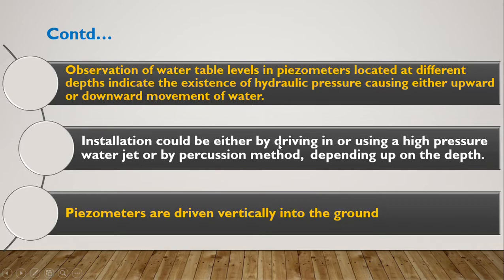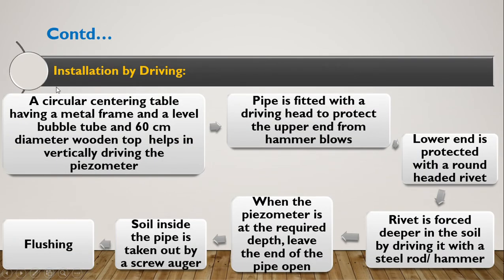Installation could be either by driving, jetting or the percussion method, and the pipe can be driven vertically into the ground. We will see the installation procedures. When the piezometers are installed by driving, we will use this procedure. First, we will use a centering table, just like the plane table used for surveying. The centering table is used for placing the pipe vertically down into the ground. That is the only purpose of this centering table and bubble tube. So this table is used for driving the tube vertically into the ground.